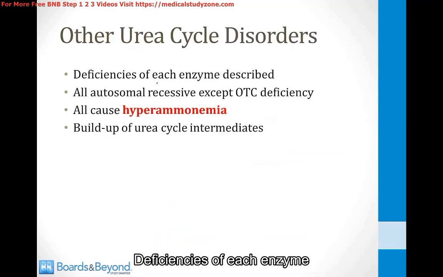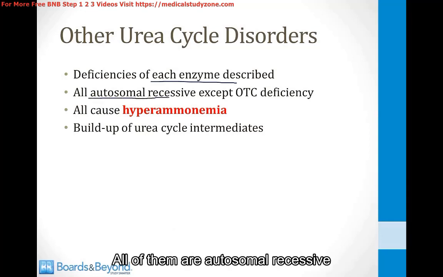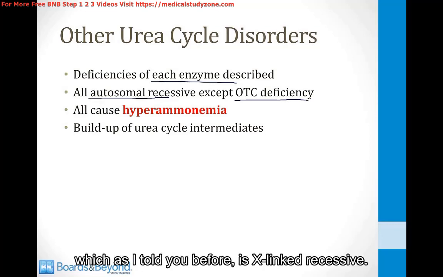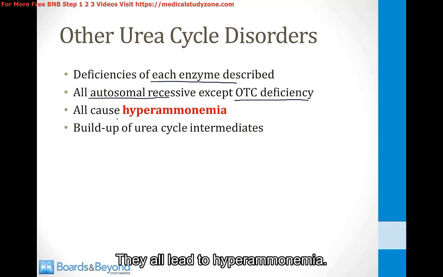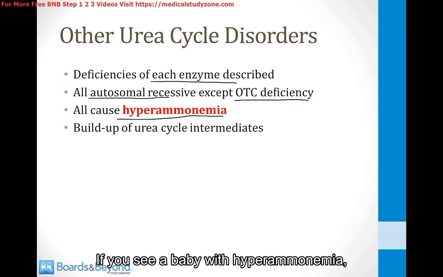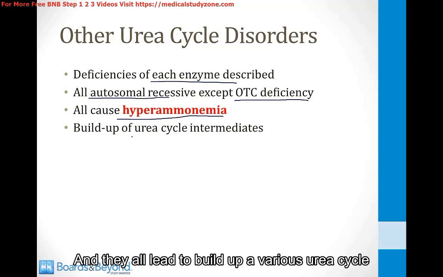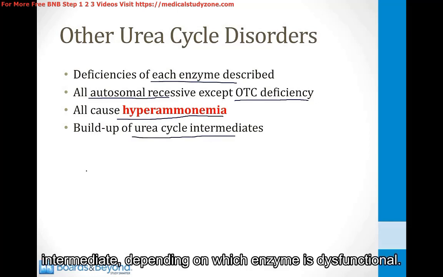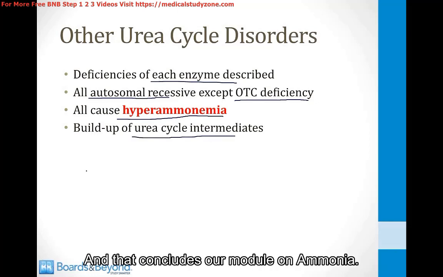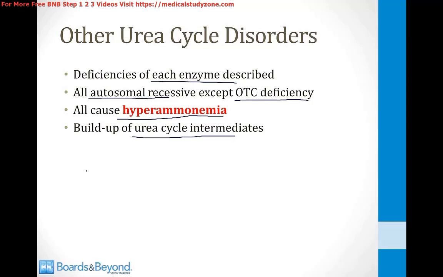There are other urea cycle disorders. Deficiencies of each enzyme in the cycle have been described. All of them are autosomal recessive except for OTC deficiency, which, as I told you before, is X-linked recessive. They all lead to hyperammonemia. If you see a baby with hyperammonemia, you should think of a urea cycle disorder. And they all lead to buildup of various urea cycle intermediates depending on which enzyme is dysfunctional. And that concludes our module on ammonia.